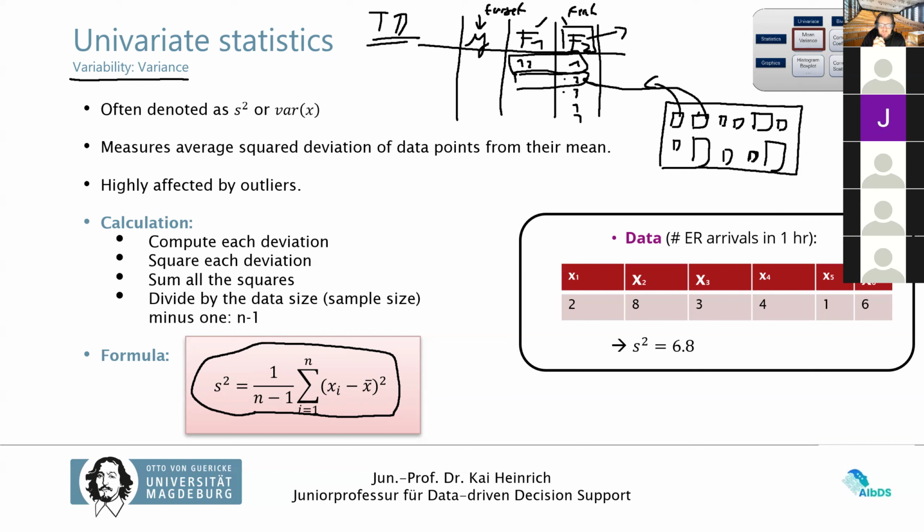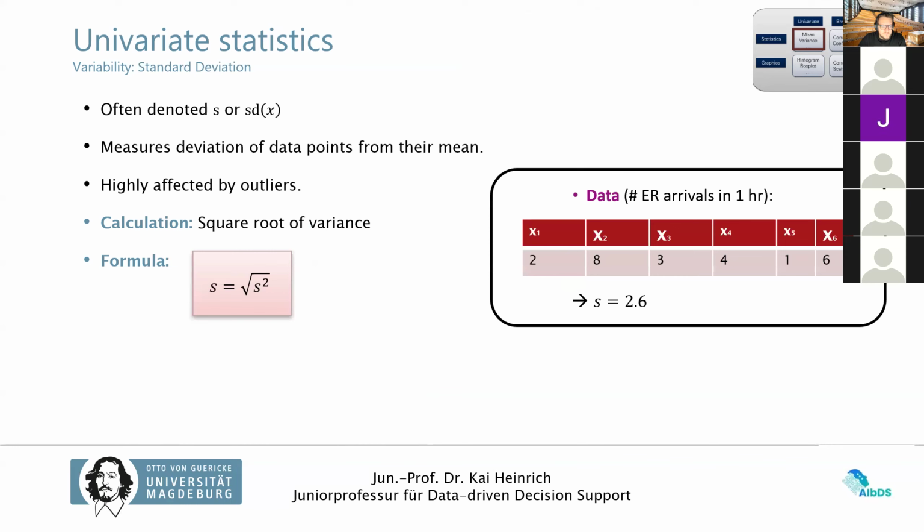And this is what we achieve by looking at the variance. Now, the variance is actually a very complicated concept to understand. It sounds easy, but it's actually complicated. So we're going to do this using the example here, reflecting it onto the part. Now, ER arrivals in 1 hour. Again, a similar example. And is the variance really 6.8? I don't think so. Is the variance 6.8?